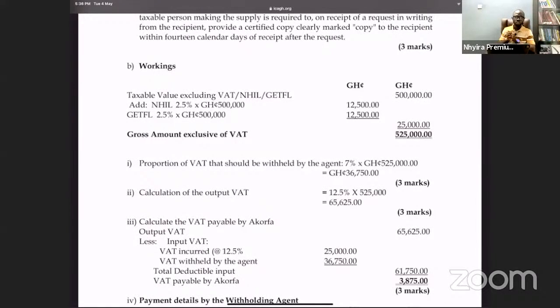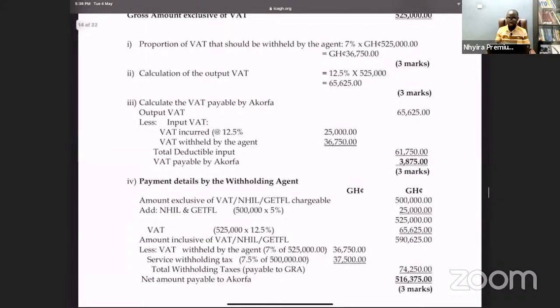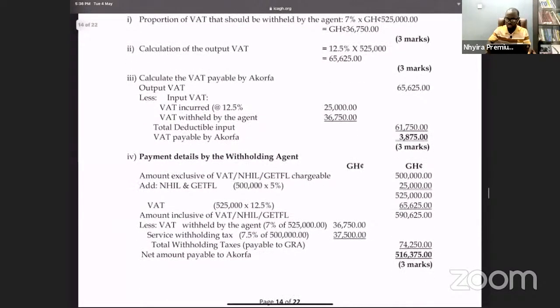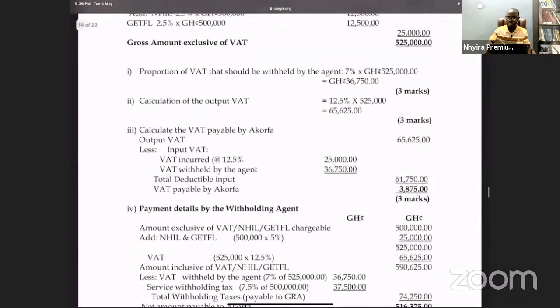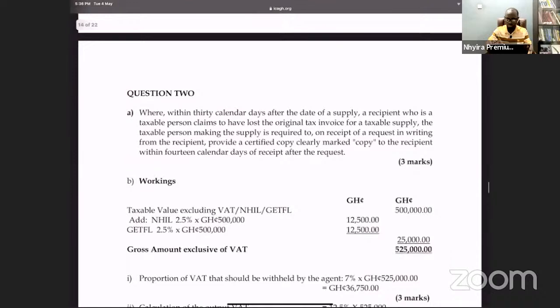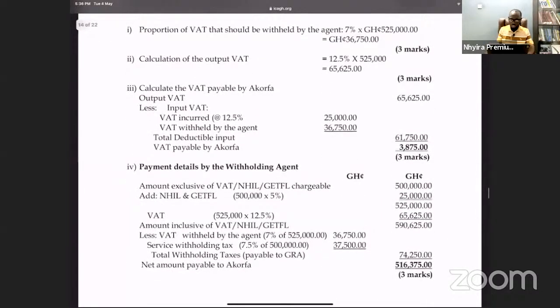So this is what I want you to take. As you go to the exam hall, you realize that the main withholding tax of 7.5%, let me bring out my cursor here. Oh, I'm opening the ICAG website. Okay, so it means I cannot map on this one. But I don't know if you can see down here, service withholding tax, 7.5%.